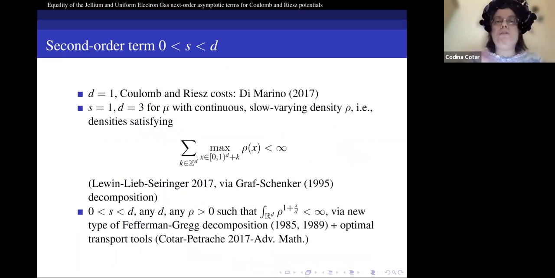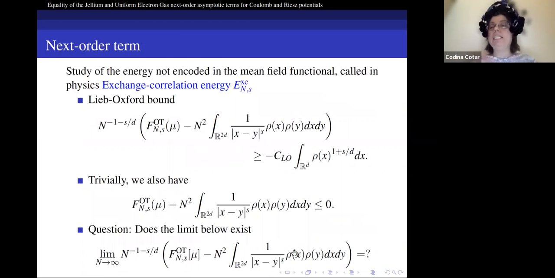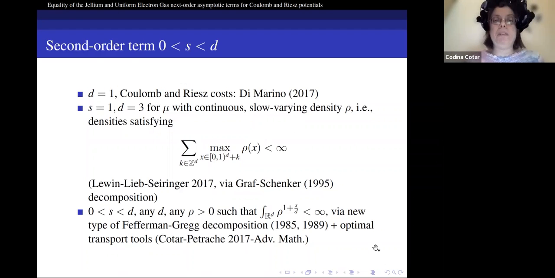Well, there have been a number of people who've worked on it. The first one was Di Marino. He looked at the d equals 1 case, so the one-dimensional case, with the Coulomb and Riesz, so 1 over the norm of x to the power s. Dimension 1 is actually quite special in optimal transport. Usually it's a lot easier to find explicit solutions in dimension 1. Once you go to dimension 2, things become a lot more complicated, but in dimension 1, it's generally simpler. This simplicity allowed Simone Di Marino to show explicitly that the limit exists, and he could actually calculate what the limit was.